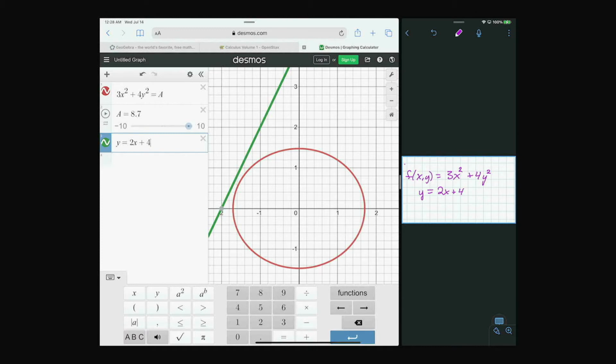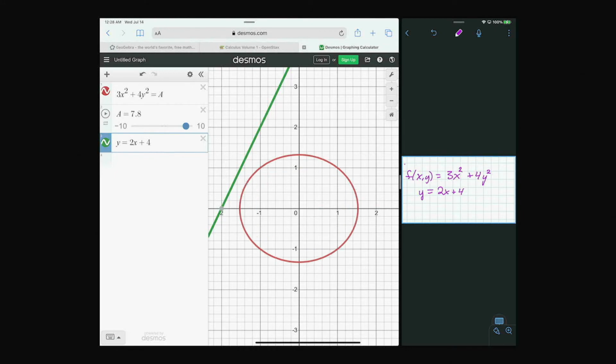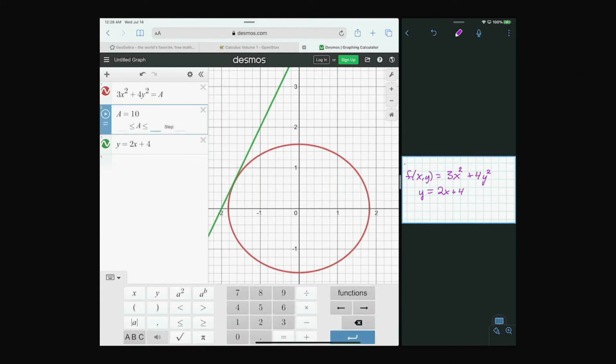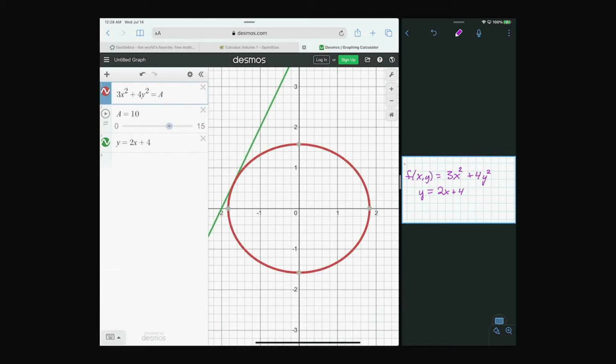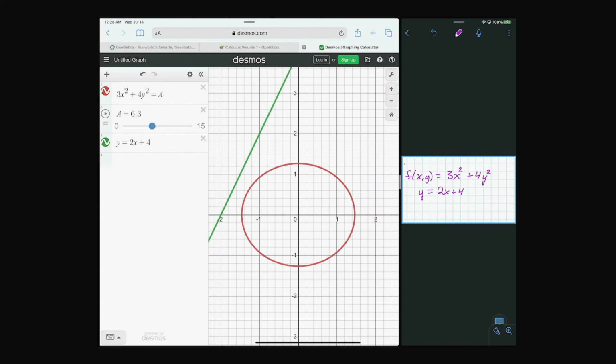And so an interesting thing happens. If I take this level curve, I can make this small or big. I can make it bigger. Let me change the minimum to 0, the maximum to 15, and the step size to 0.1. That'll be good enough. So I have all these level curves here.